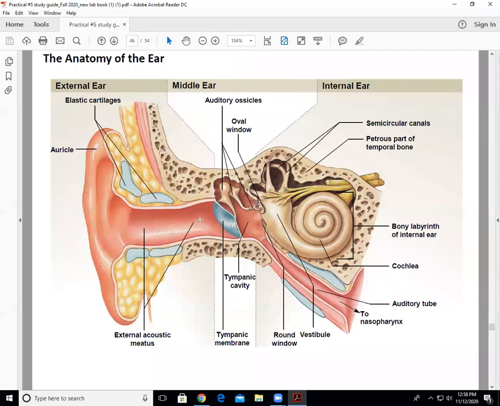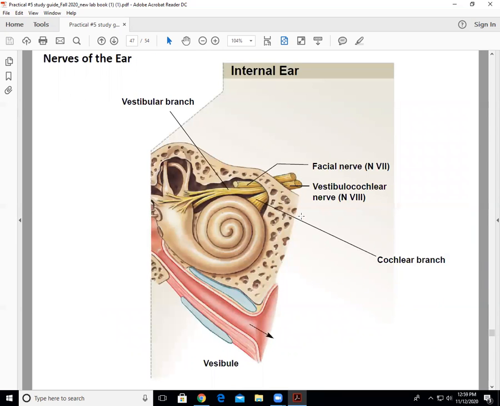All right, so the ear has three regions. You've got the external ear, the auricle here. We have the middle ear with the tympanic membrane or eardrum, and the internal ear with your cochlea. The external auditory meatus is in your external ear, and your auditory ossicles are in the middle ear. Again, you have other structures, semicircular canals. And then you've got some nerves here. We'll get into those in just a minute.